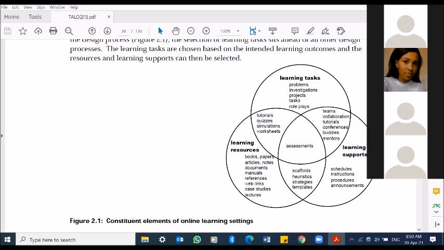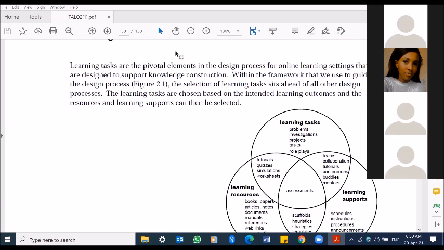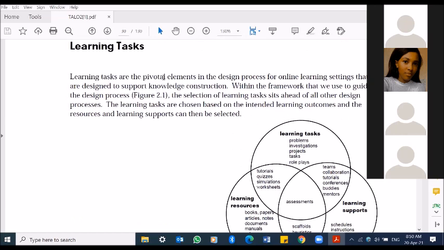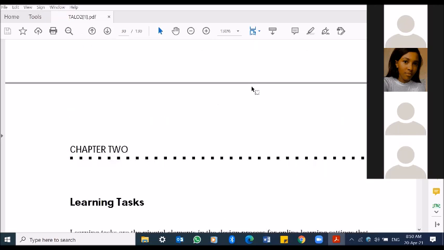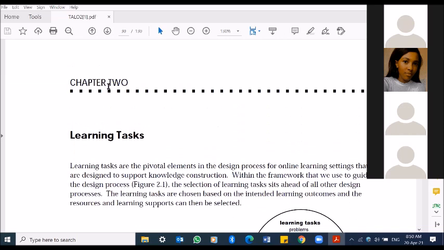I wanted to do 3 chapters, but it seems as though we run out of time. But I wanted to give you the background knowledge and the importance of using this PDF, because this PDF is telling us the learning tasks are pivotal elements. Pivotal meaning that they are important in the design of teaching and learning. And he's looking at chapter 2 as by itself.